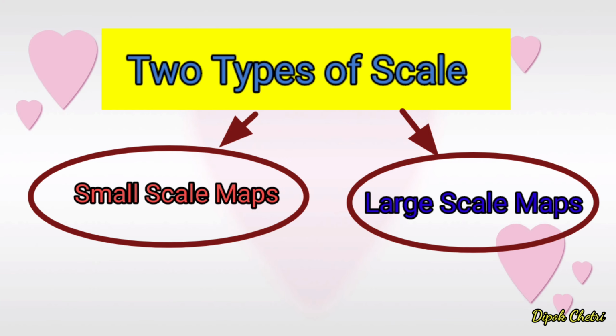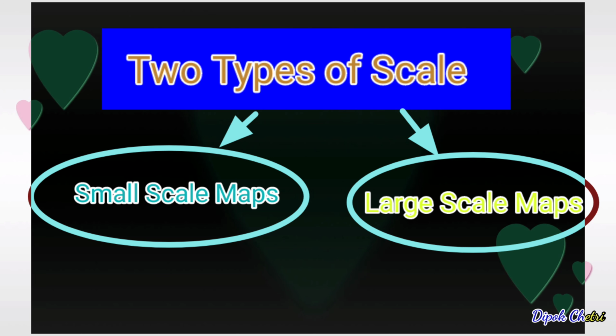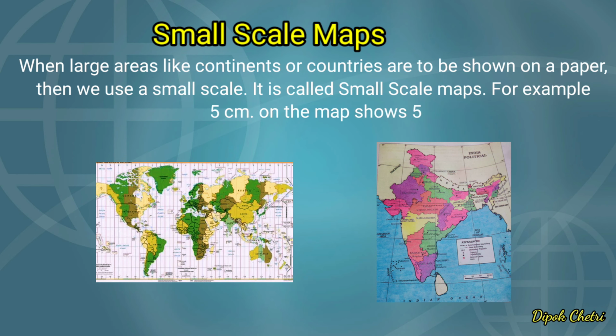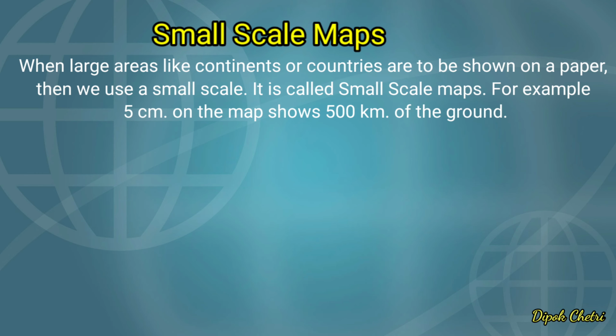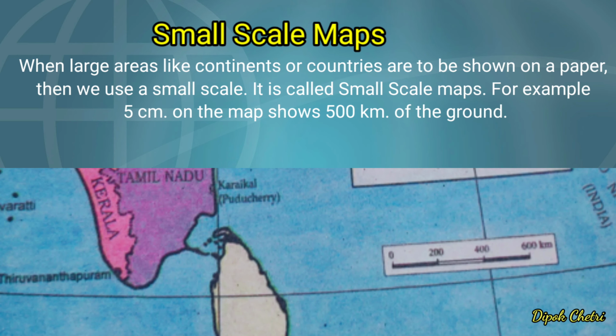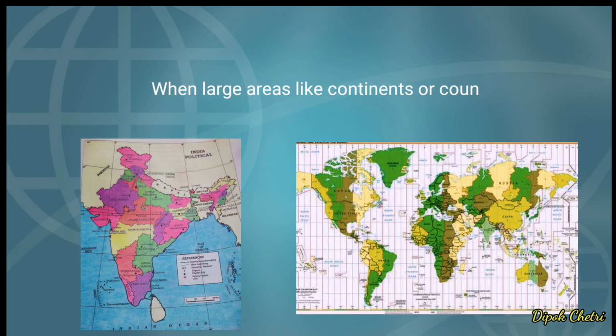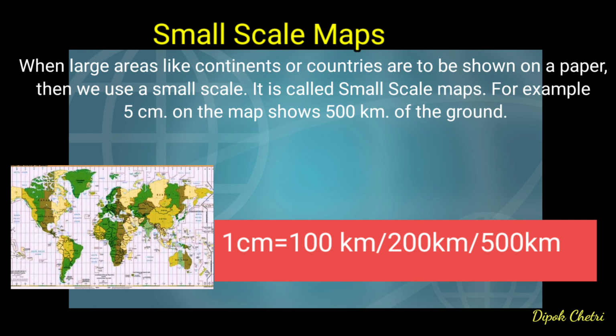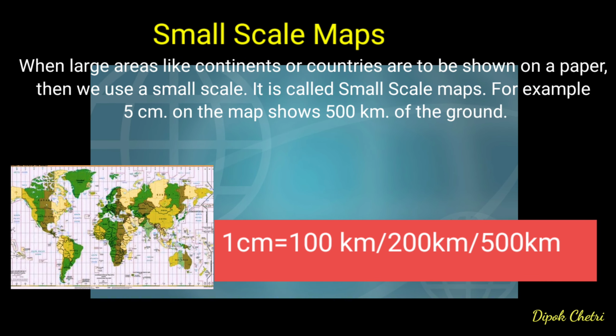There are two types of scale: 1. Small-scale maps and 2. Large-scale maps. When large areas like continents or countries are to be shown on paper, then we use a small scale. It is called a small-scale map. For example, the map of our continent, country, state, etc. are small-scale maps. Here 1 centimeter on the map shows 100 or 200 or 500 kilometers etc.